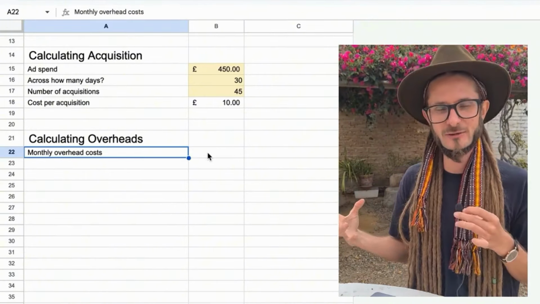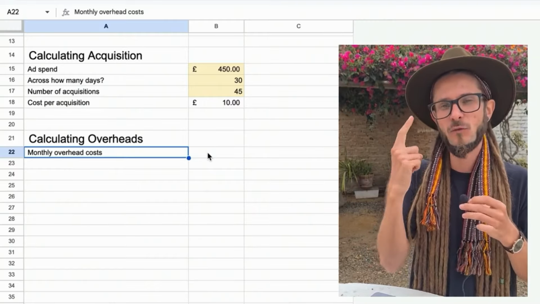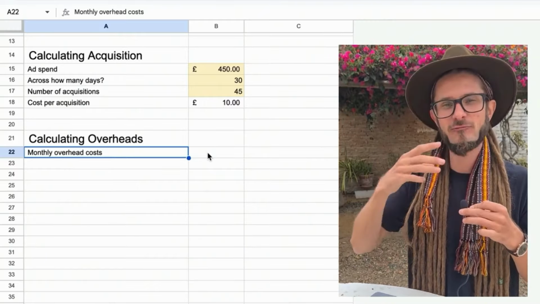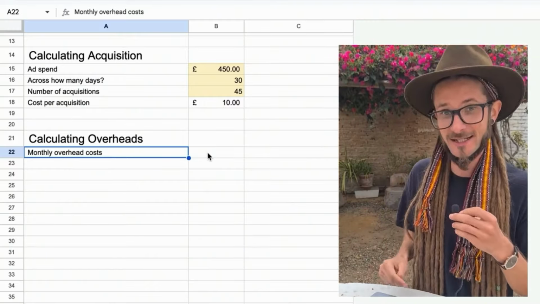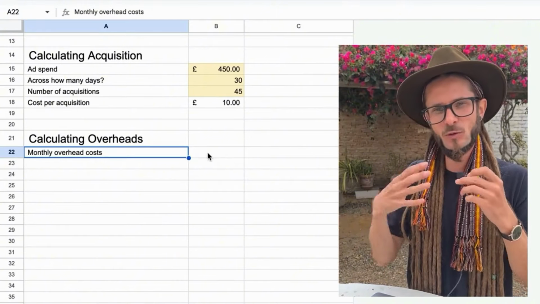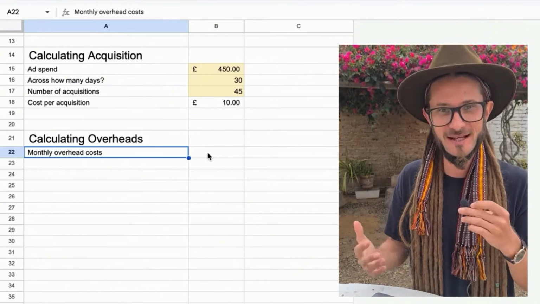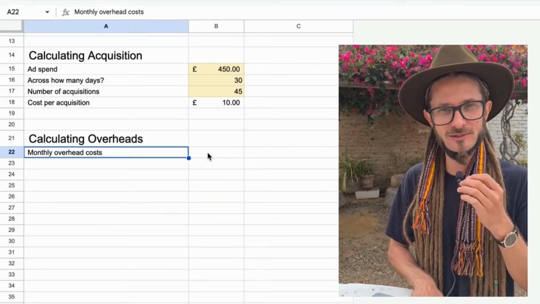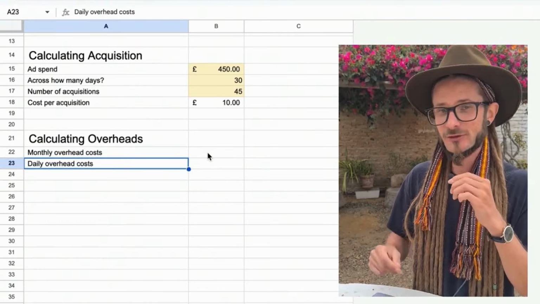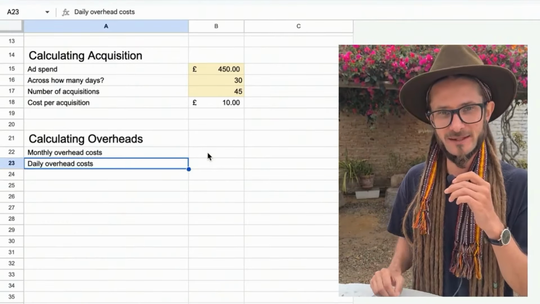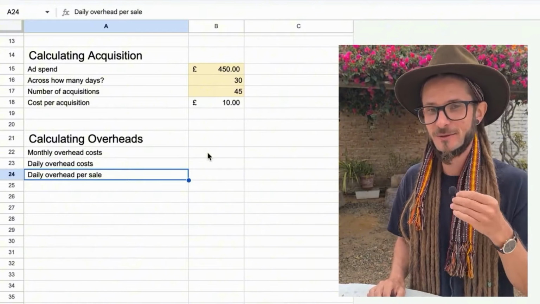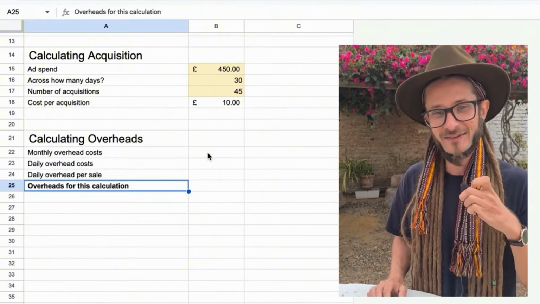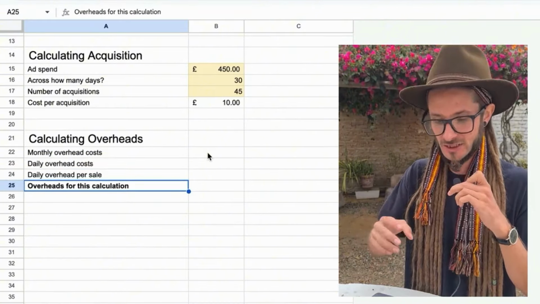You will know what you're spending on your business. You need to bring all those calculations together to bring one figure of what it costs you on a monthly basis to run your business. Okay, we're going to add that in here. And the rest are going to be automatically calculated cells, right? So that's the only one that we need to input here. But the other information points that we need are daily overhead costs, which get calculated depending on the monthly, the daily overheads per sale, which can get calculated automatically, and the overheads for this calculation specifically, right?